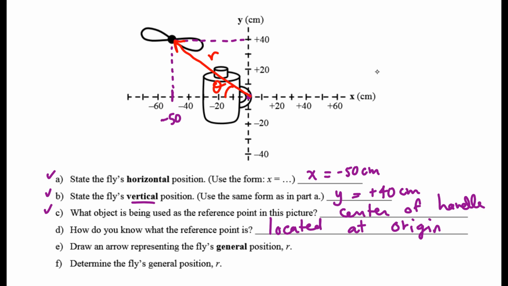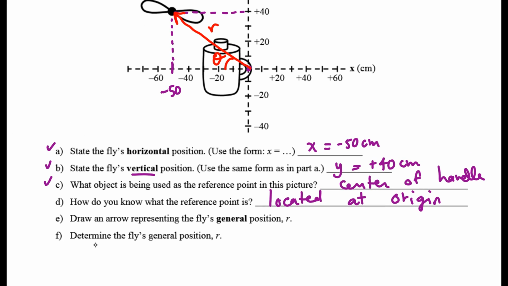Okay, we're probably going to have to find R and theta. Yep, that's part F. So to find R, we can use the Pythagorean Theorem. Just to help out, let's draw the X arrow. Make sure you end where the fly is located, and draw the Y arrow.